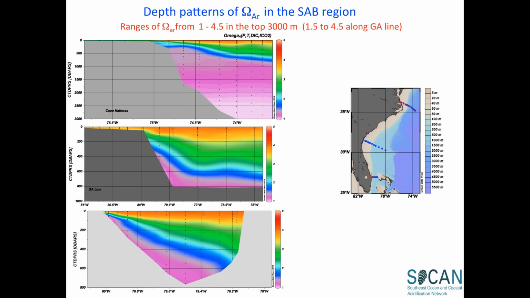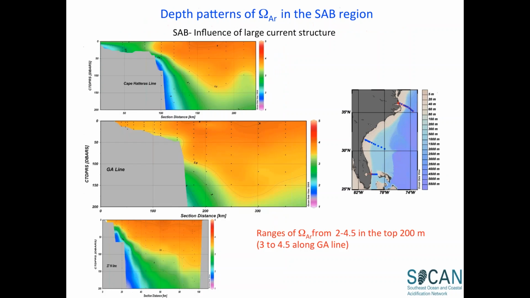If we blow up, this is again the same cross-section, but as opposed to the full water column, we are looking at the top 200 meters. This is the region of interest, where you have the biologic productivity. In the top, we have the Cape Hatteras line, where we see high saturation states offshore. When we get inshore, very low saturation states, and then this very strong front of very low saturation state water, which is basically hugging the margin.